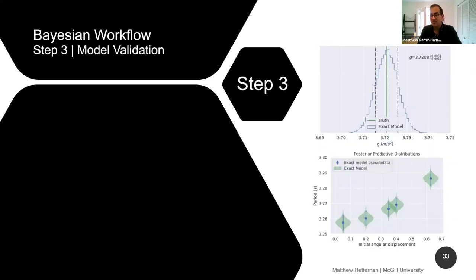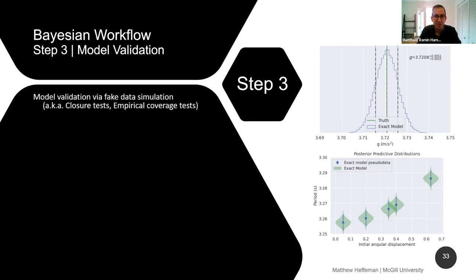So step three is model validation via fake data simulation. This is often a very involved step. Essentially, these are called alternatively closure tests or empirical coverage tests. So if you've heard those terms, they're all referring to the exact same procedure.